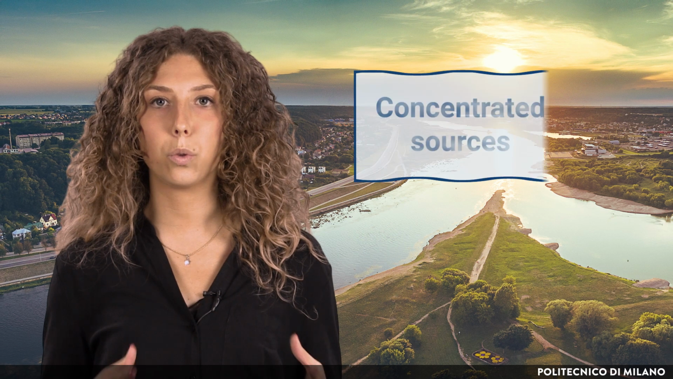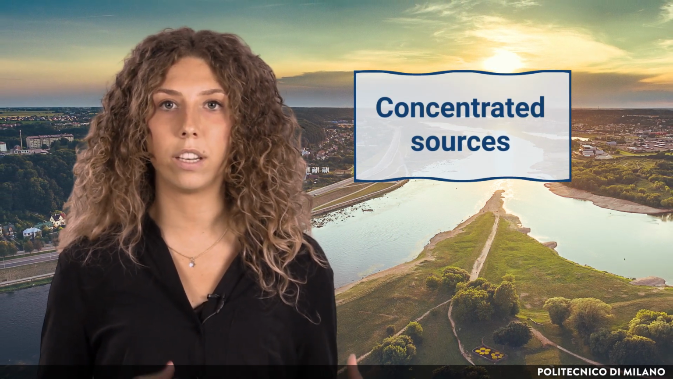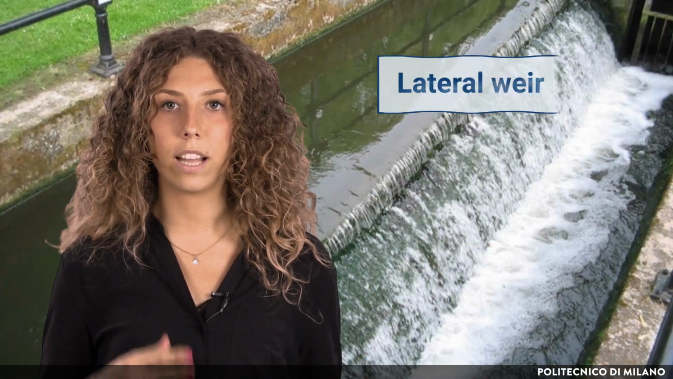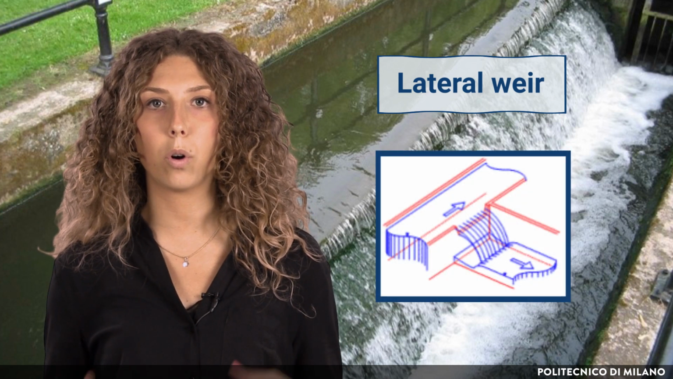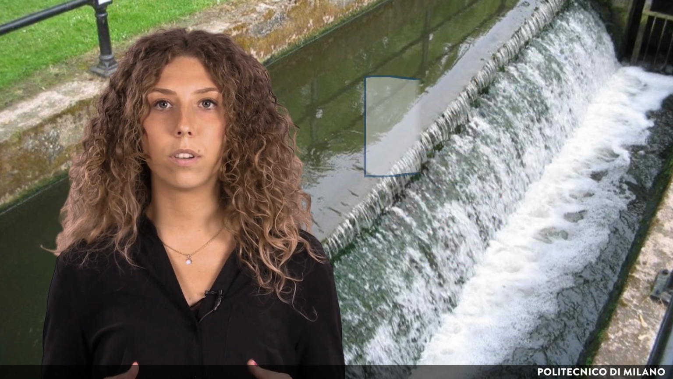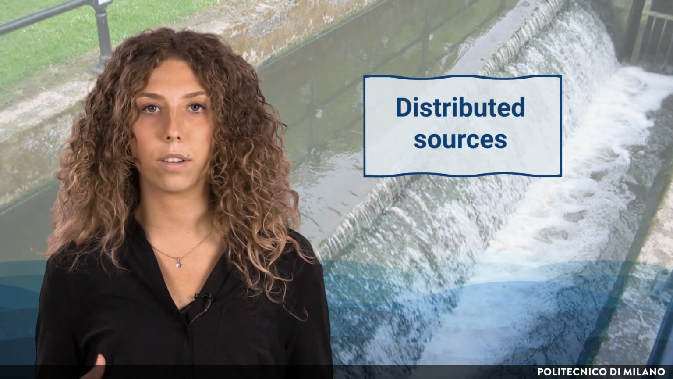Those discharges could be concentrated sources, like a tributary that joins a main channel, which increases the overall discharge. On the other hand, a lateral weir along a river can decrease the volume of water in the main channel. Furthermore, there are distributed sources like interchanges with the groundwater.